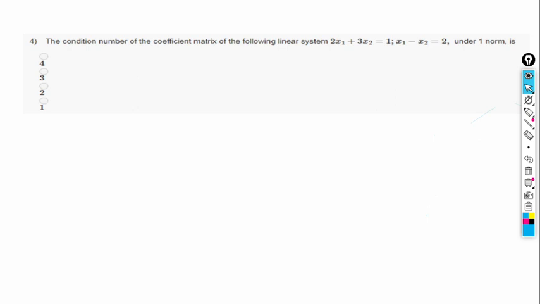Now you have to calculate A inverse norm 1. So we will get max of summation column wise. So 1 by 5 plus 1 by 5, comma 3 by 5 plus 2 by 5. So we'll get it as 1. Fine. So conditional number K1A, that is with respect to norm 1, it is norm 1A into norm 1A inverse. So you will get it as 4 into 1, that is 4. Hence correct option is A.